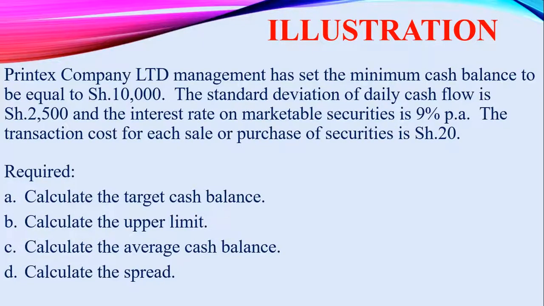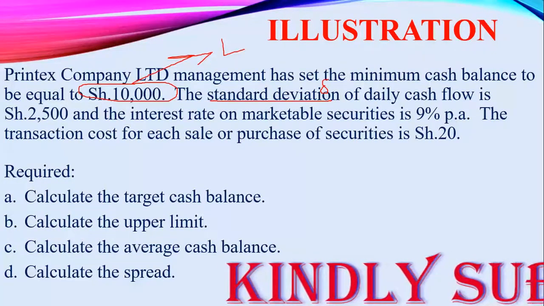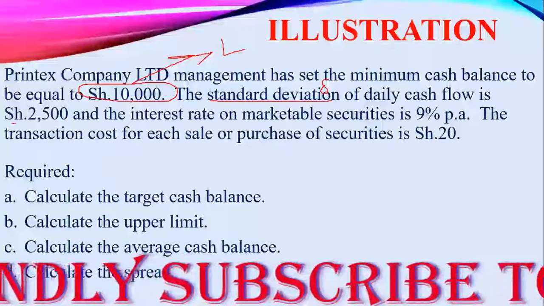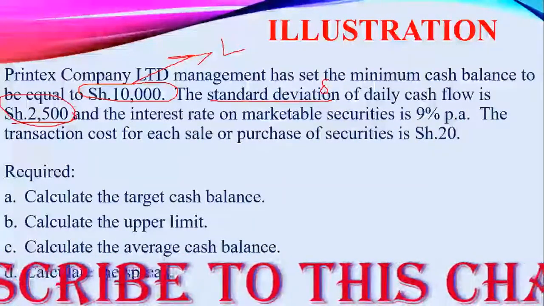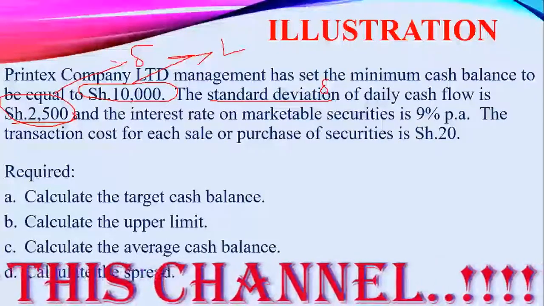Now, let's try to interpret this question here. Printex Company Limited management has set the minimum cash balance to be equal to 10,000. So the 10,000 here represents what? The minimum cash requirement. That is the lower limit, the least you can hold at a given time. Then you're given the standard deviation, sigma of daily cash flows, which is 2,500.